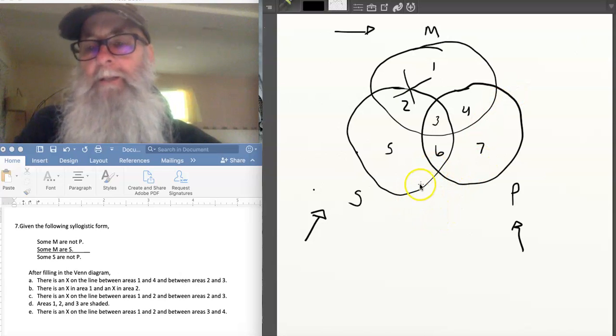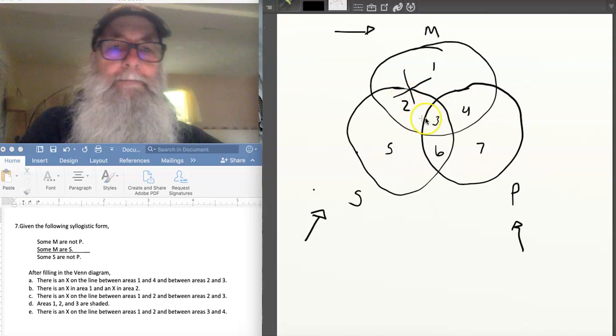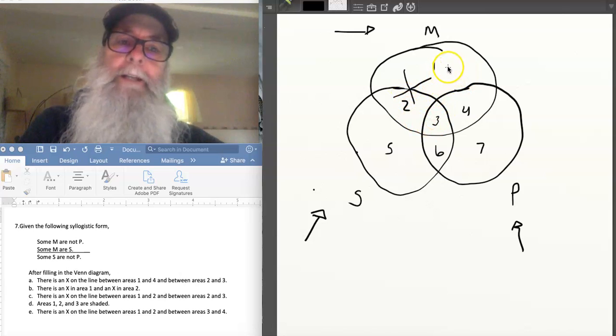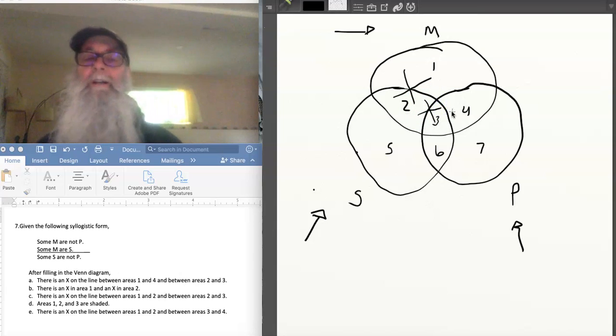Now I get to move on to my second premise, which is some M's are S's. So again, I'm back up here in this M circle, and what I want to show is that there's one M, at least one M, that is also an S, okay? So I know I'm not going to be putting anything in area 1 or 4 because that would be an M, but it's not an S, and I'm trying to show that there's at least one M that is an S. So I could put something here in area 2, that would be an M that's an S, or I could put one here in area 3, because that would be an M that's an S. But again, I don't have any reason for choosing 2 or 3, so I'm going to put the X right on the line there, okay?